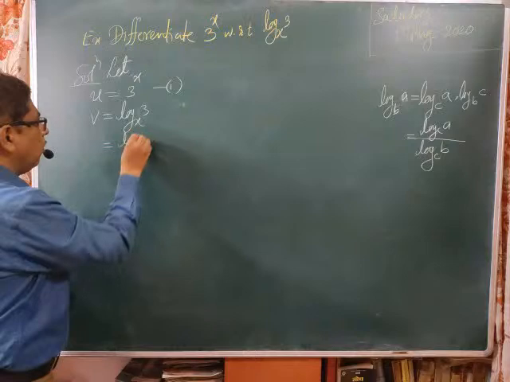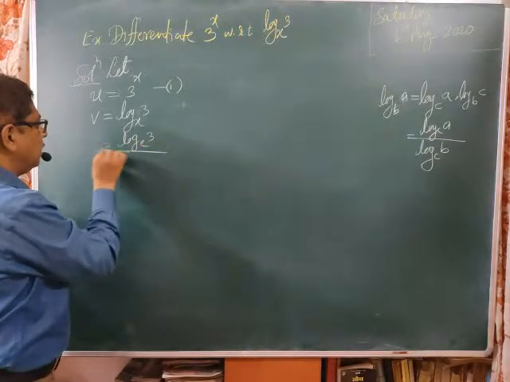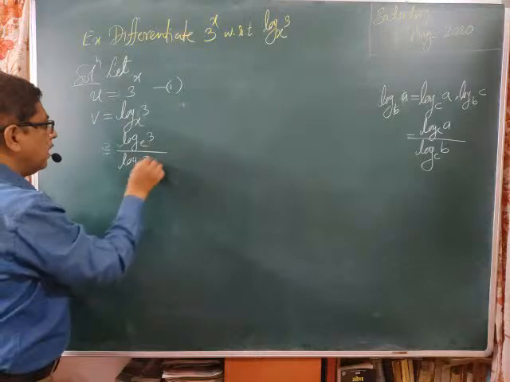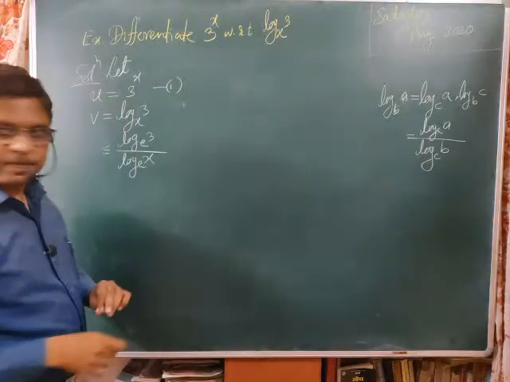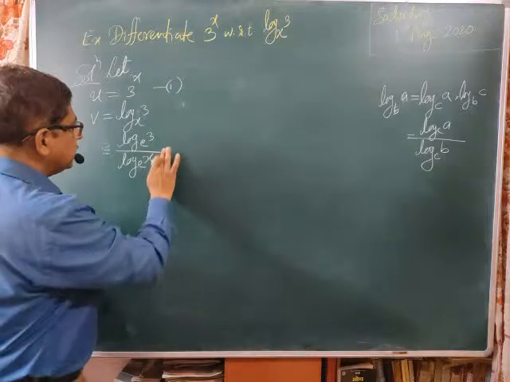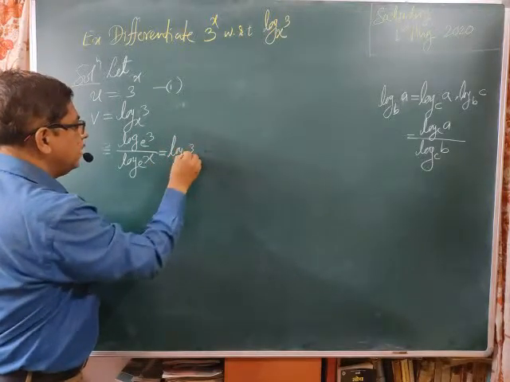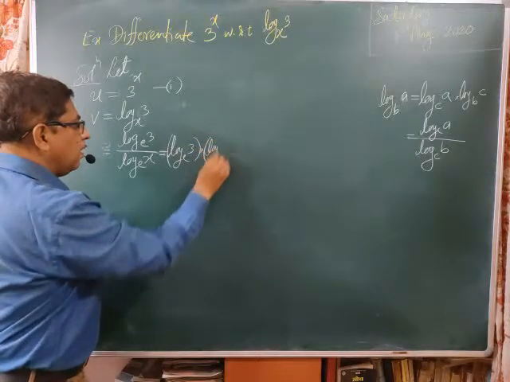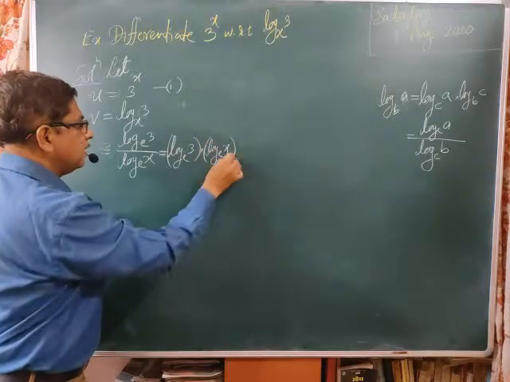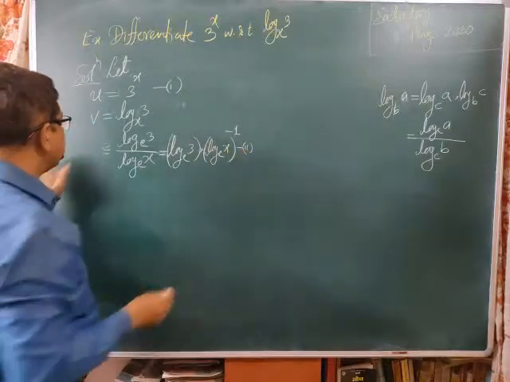This is log of 3 to the base e divided by log of x to the base e. न्यू बेस घेतला e. हाच फंक्शन थोडासा वेगळ्या फॉर्ममध्ये मी लिहितोय, log of 3 to the base e into log of x to the base e raised to minus 1. I will call this a second form.